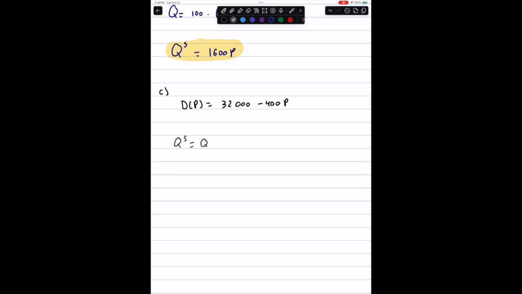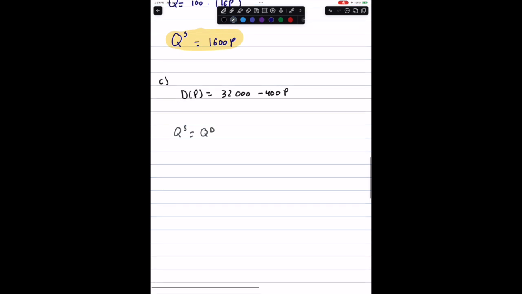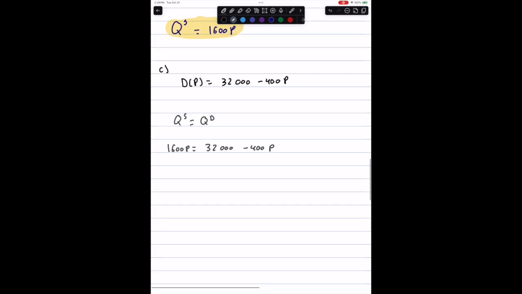We know that in perfect competition, profit is maximized when quantity supplied is equal to quantity demanded. That's our equilibrium point, right? We just found quantity supply, it's 1600P, and quantity demand is just given to us. It's 32,000 minus 400P. Well, that makes things easy. We just do some algebra. 2,000P is equal to 32,000. P is equal to 32,000 over 2,000. P is equal to 16, right?